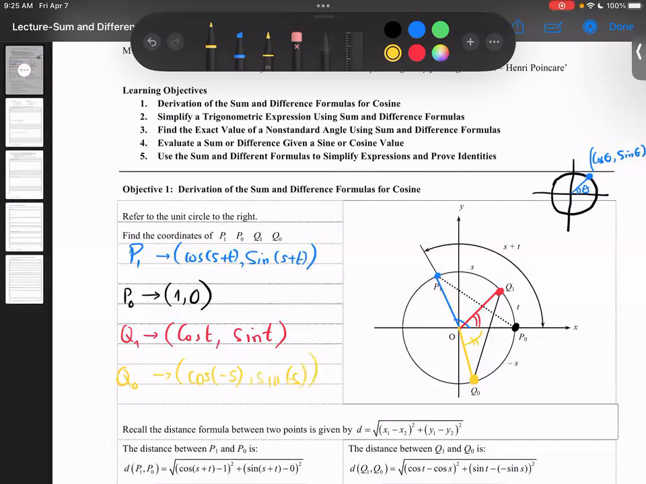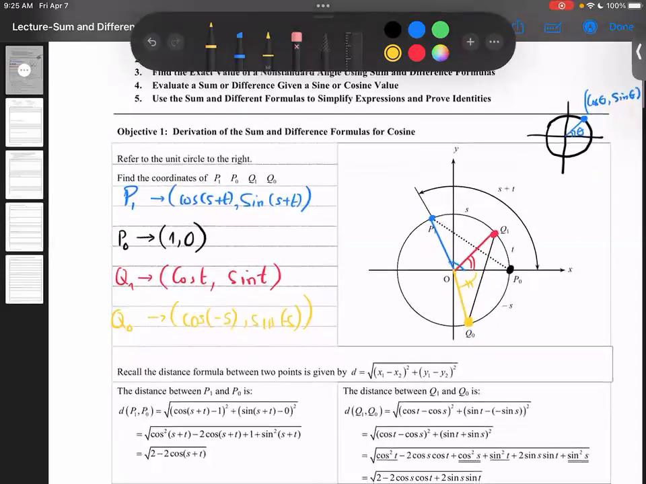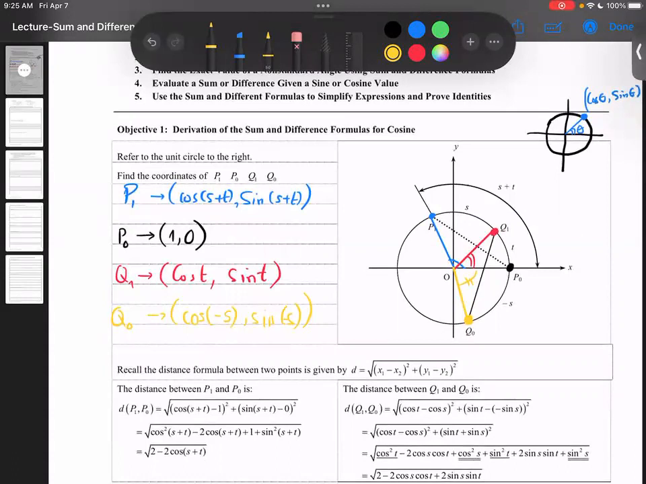What's cosine of negative S equal to? Cosine of S, right? Cosine is an even function, right? What about sine of negative S? What do you do with the negative? You kind of factor it to the front, right? It's not exactly right for me to say that, but in a sense, you just kind of move it to the front. All right, so now we've established those coordinates.